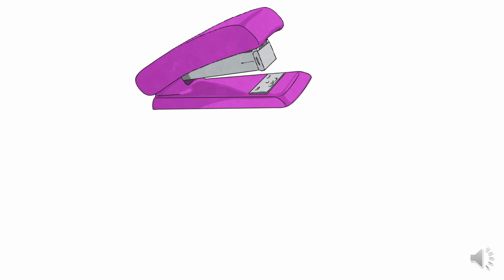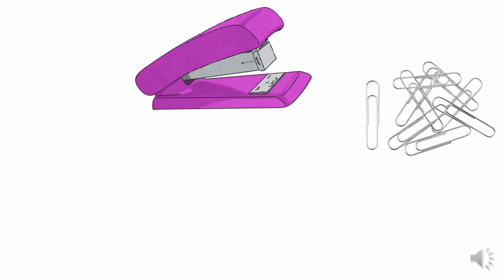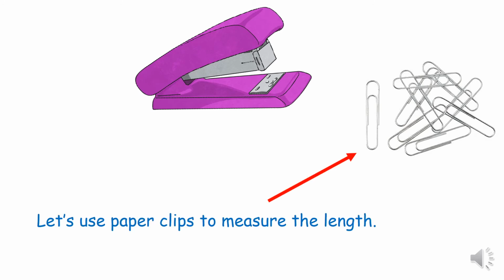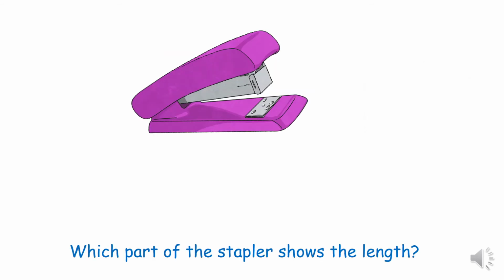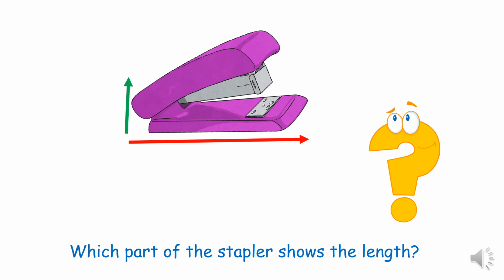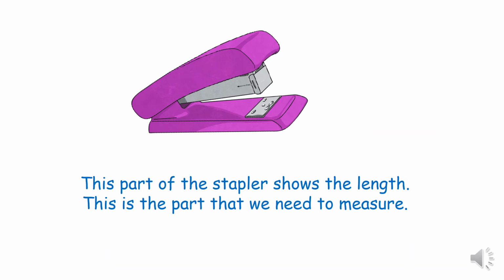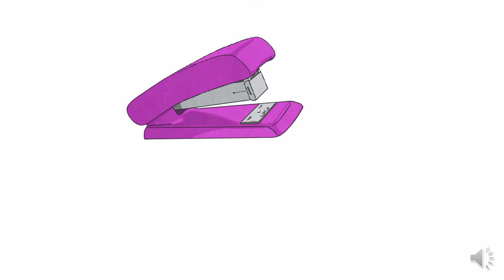Let's have another go. Let's measure the length of the stapler. Instead of using cubes, let's use paper clips to measure the length. Which part of the stapler shows the length? Is it this part? Or is it this part? What do you think? Well done, it's this part of the object. This is the length, as this is the longest side of the object.